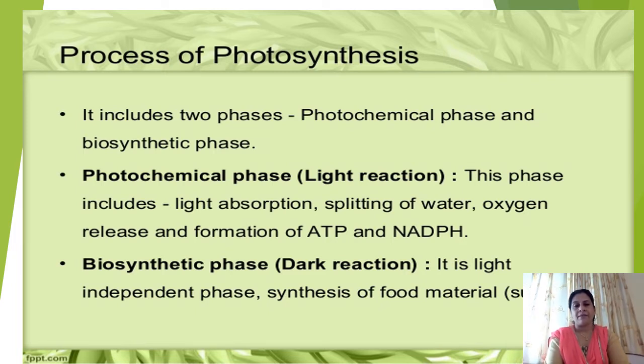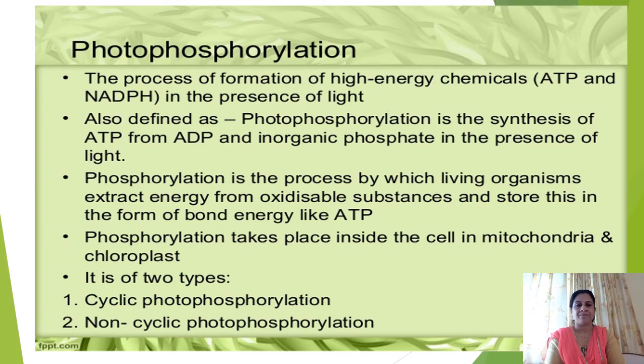In the first step, that is in light reaction, the light energy is absorbed by chlorophyll pigments and they convert light energy into chemical energy, that is ATP. At the same time, there is splitting of water which results in formation of oxygen and NADPH2. While in dark phase or dark reaction, the carbon dioxide is reduced to carbohydrate. Both the processes we are going to see in detail.